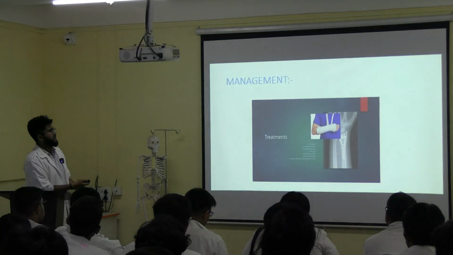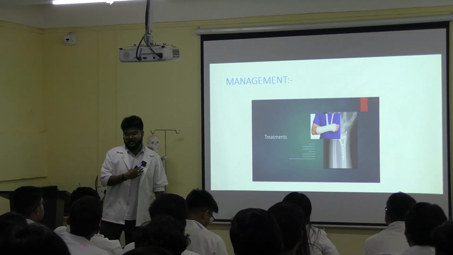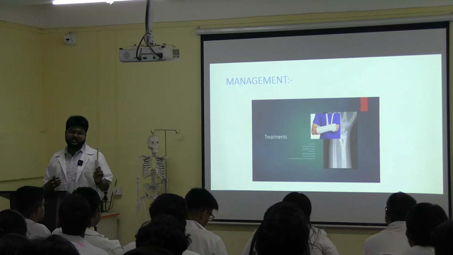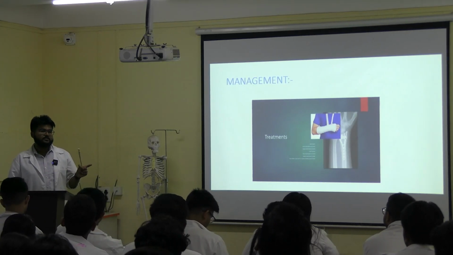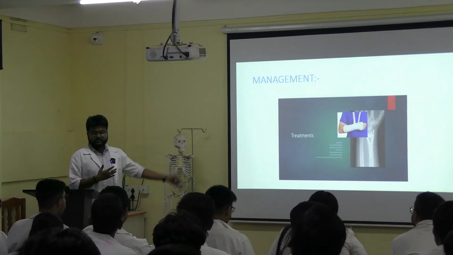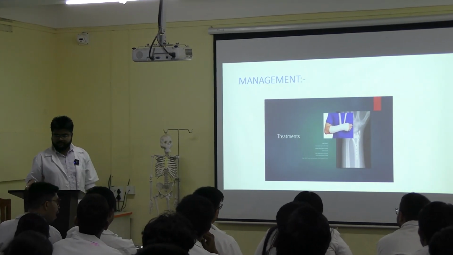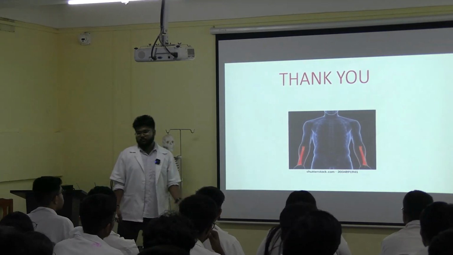So how do you manage this case? This is called the sling. By using the sling, meaning immobilization. Always remember, in any kind of fracture, one word in the management: immobilization of the limb, by using this sling. So that's all about the radius bone.